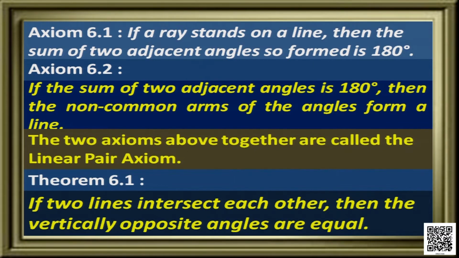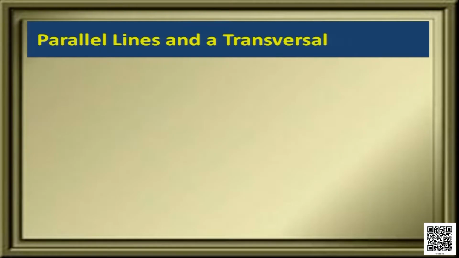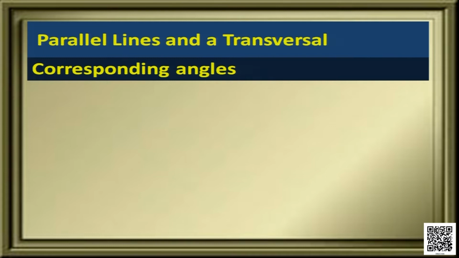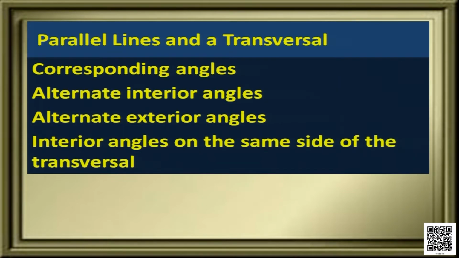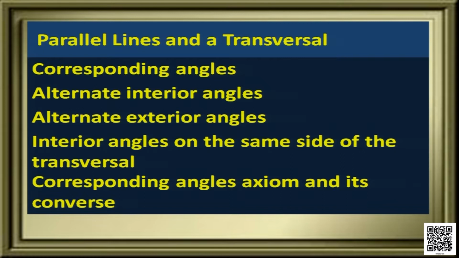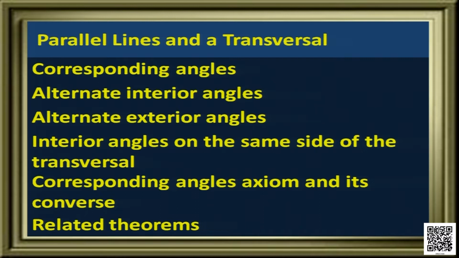And we also discussed theorem 6.1, which states that if two lines intersect each other, then the vertically opposite angles are equal. Parallel lines and a transversal: today's lesson. Here we'll learn about corresponding angles, alternate interior angles, alternate exterior angles, interior angles on the same side of the transversal, the corresponding angles axiom and its converse, and some related theorems.